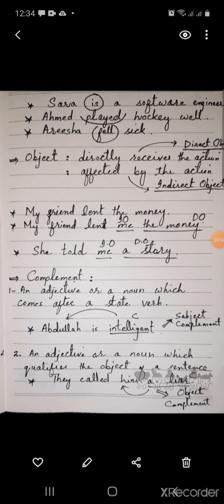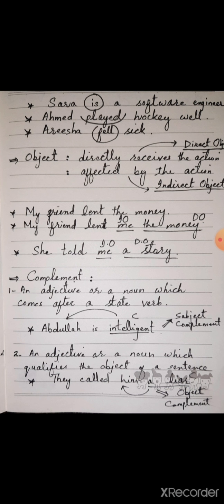Let's see. Sarah is a software engineer. In this example, the word "is" denotes a state of Sarah. Who is Sarah? Sarah is actually a software engineer. It tells us something about the state of Sarah. What is she? She is a software engineer. So this word is actually a verb which is denoting the state of the girl Sarah.